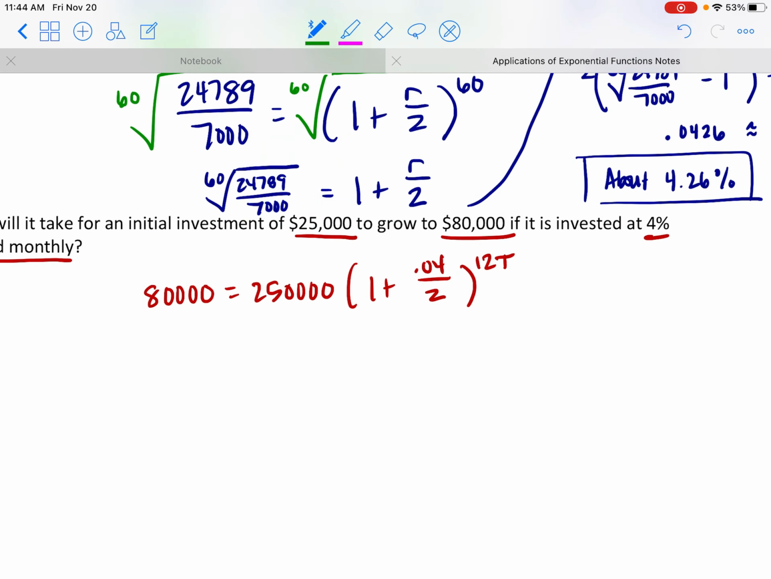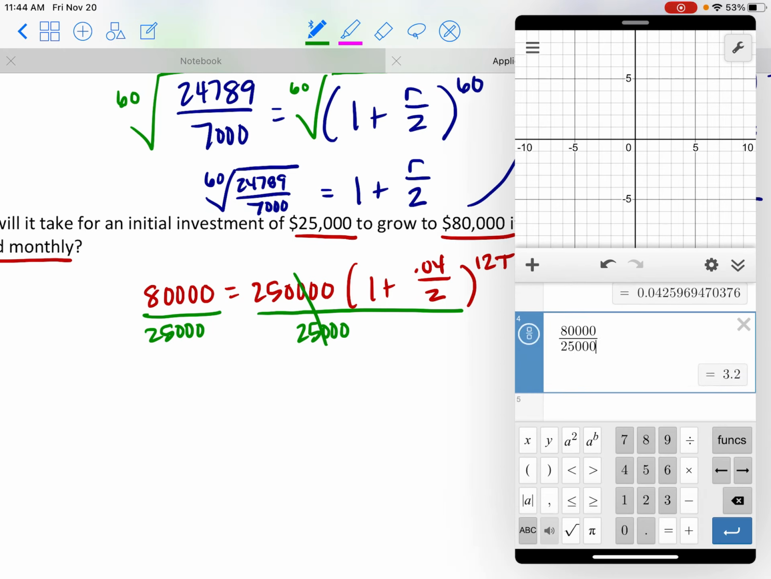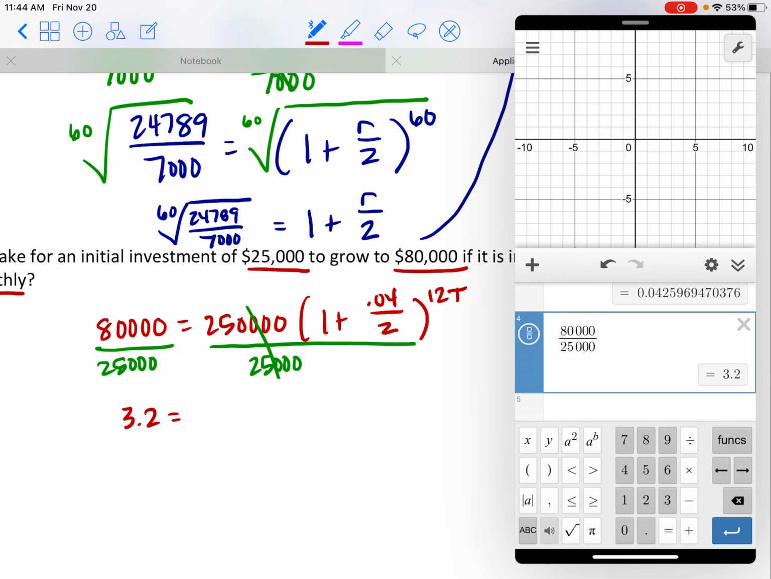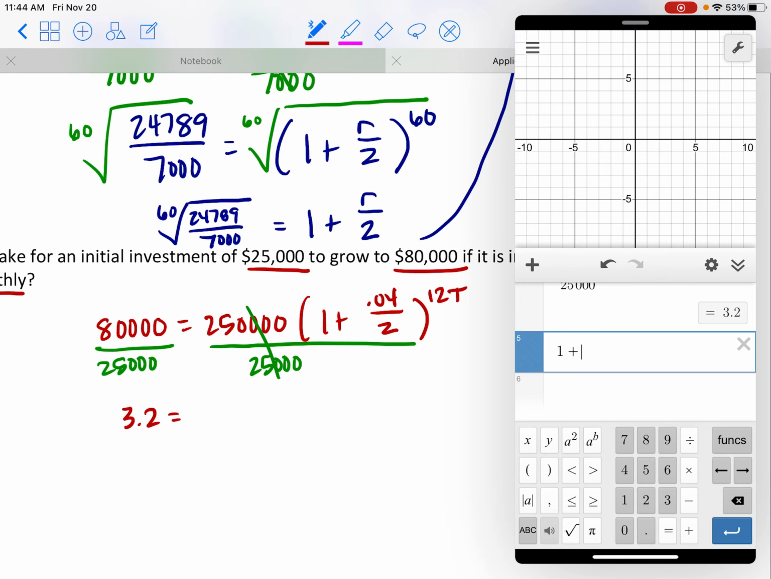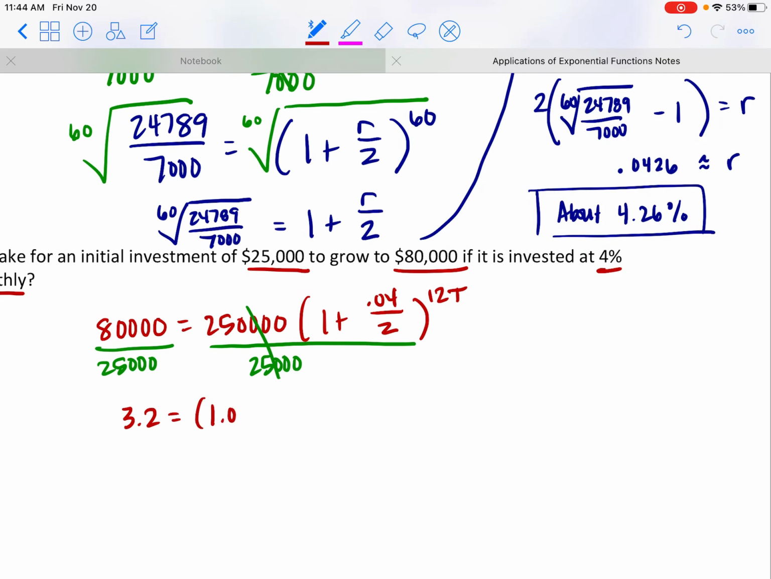So we're going to start still by getting rid of that 25,000. Even if it's an exponential equation, we want to get the exponential part alone. So I'm going to divide that over. If this makes a nice decimal, we can write that in place of that huge fraction. So let's see. Yeah, that's good. 3.2. That's a little easier to write. So this is going to be 3.2 equal to, let's see what's going on inside the parentheses there. We can put all that together. 1 plus 0.04 divided by 12 is 1.02. So this is really 1.02 raised to the 12t power.